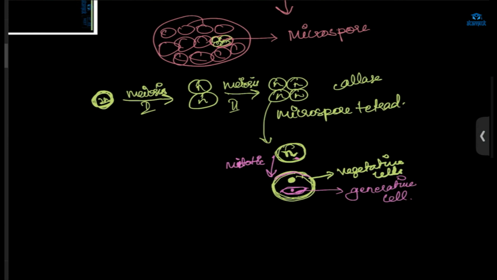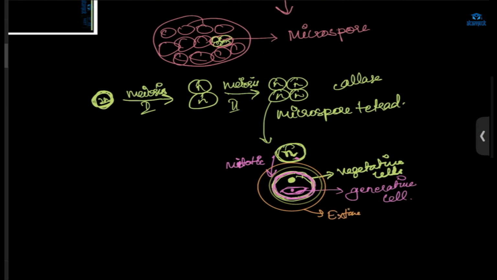So here we have the next, this is our plasma membrane. Again, in pollen maturation, we have two more layers. The inner layer is called intine. The outer layer is called exine.